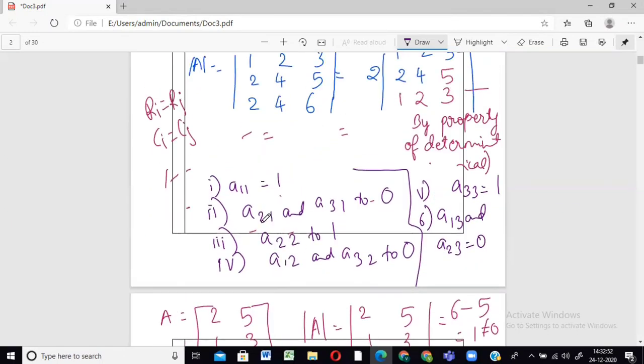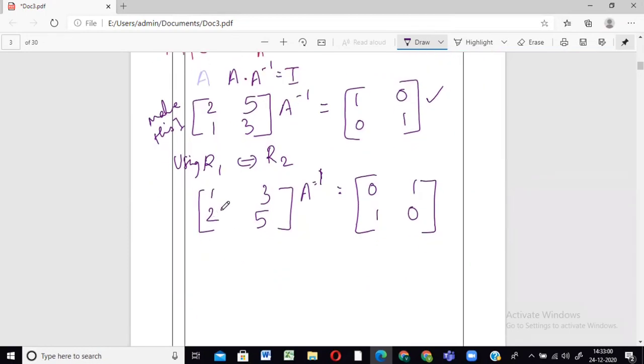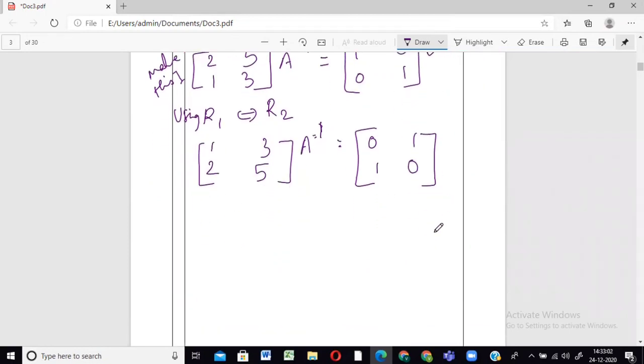Next one was to make A21 equal to 0, correct? A21 is this one, right? A21, that's the second row and first column element. So we have to make this 0. Now it is 2; how can you make it 0? 2 can become 0 only if 2 is subtracted from 2, correct? So we have to subtract this 2 from 2 and then we will get 0.